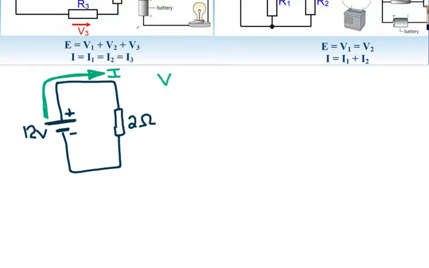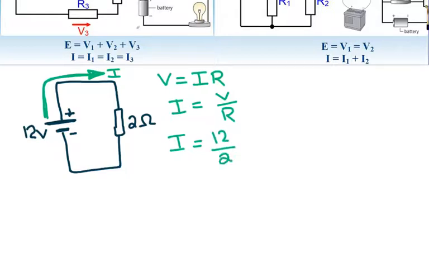And I can use Ohm's law, which is V is equal to IR, to calculate the current in the circuit. So the current is equal to V divided by R. So the current in this circuit is equal to 12 divided by 2, which is 6 amps. What does 6 amp mean?